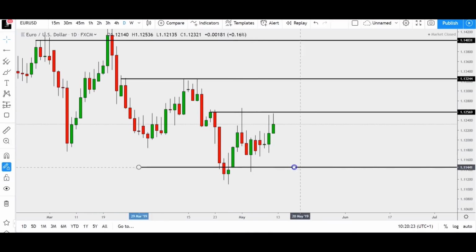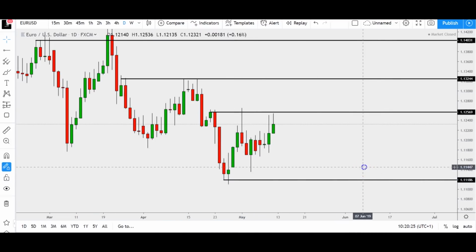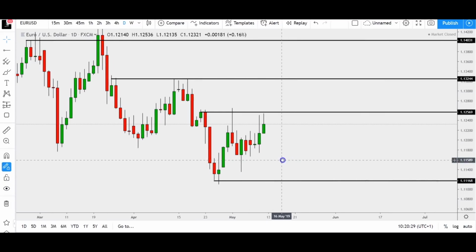We then had an area on the market where price created its low, failed to complete the range, or however you want to draw it, failed to complete the range, and now we've had this attempt again back to the upside.